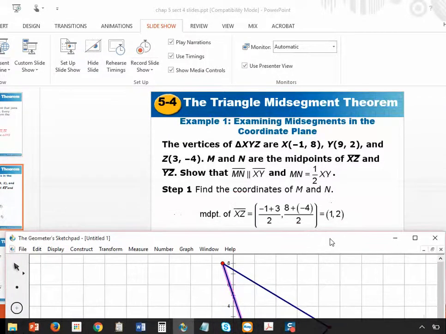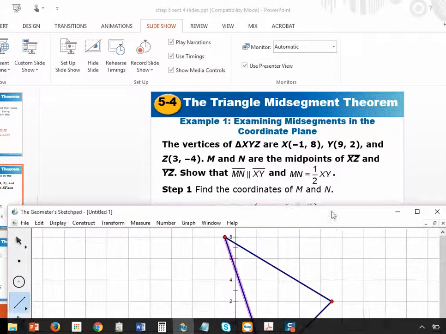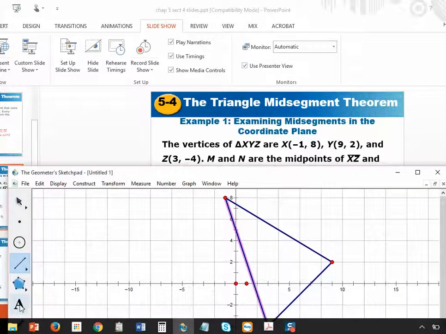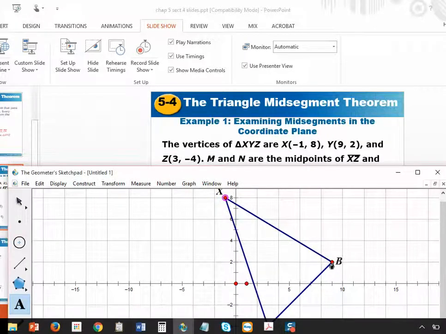So let's label my points. I need X, Y, and Z. So in Sketchpad, you can label your points with this little tool. This would be X, and then you can double click to change it to a different value. And (9, 2) is Y.